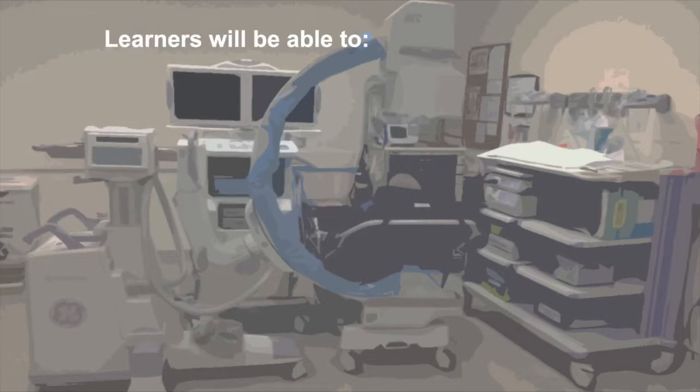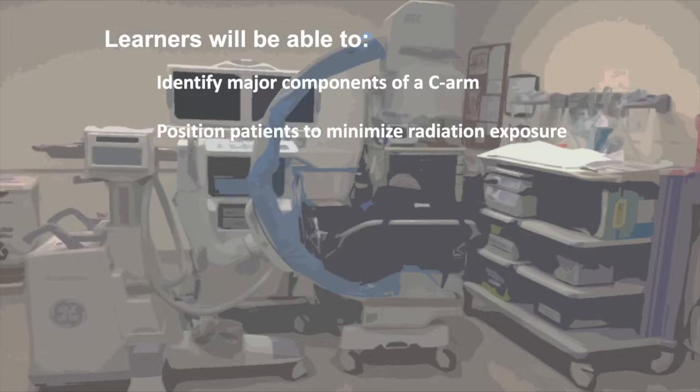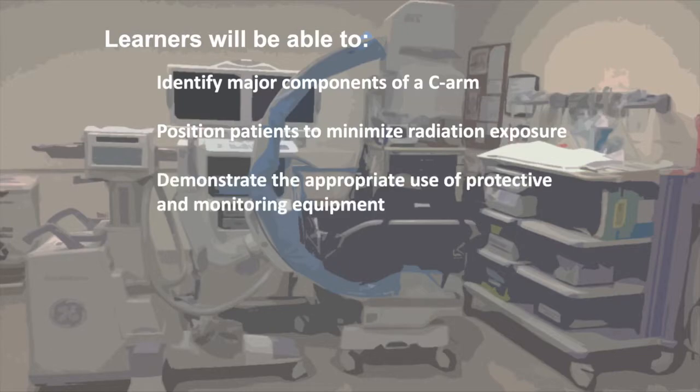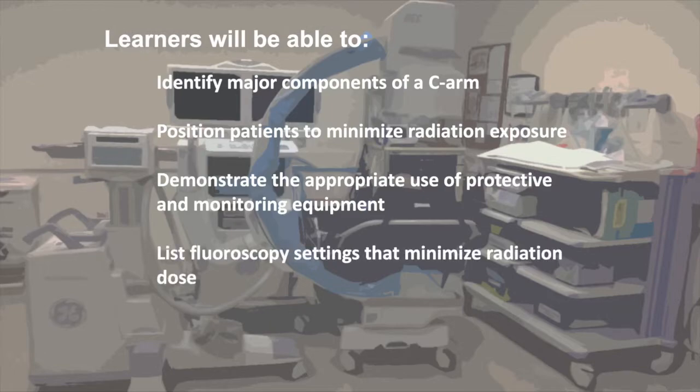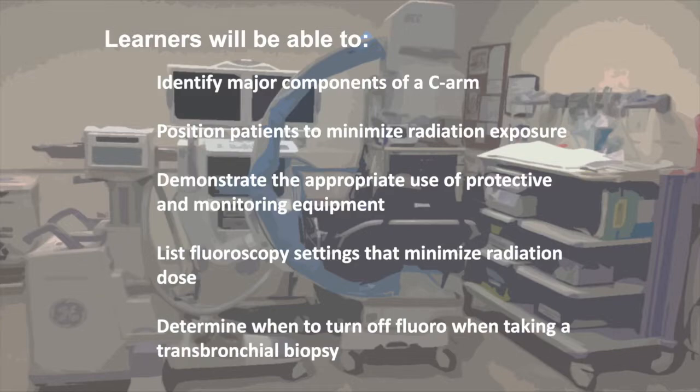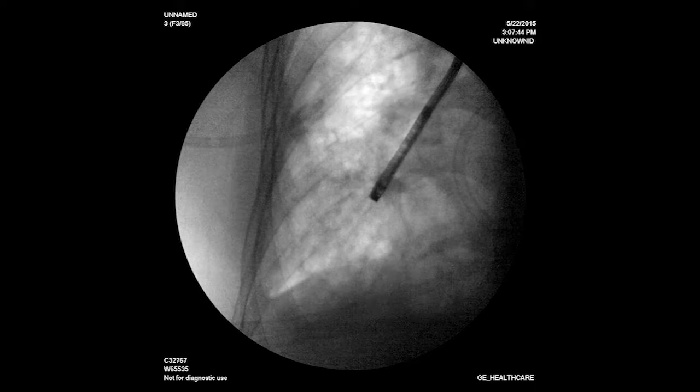By the end of this video, learners will be able to identify the major components of a C-arm, position patients to minimize radiation exposure, demonstrate the appropriate use of protective and monitoring equipment worn by staff, list fluoroscopy settings that minimize radiation dose, and determine when to turn off fluoro when taking a transbronchial biopsy.